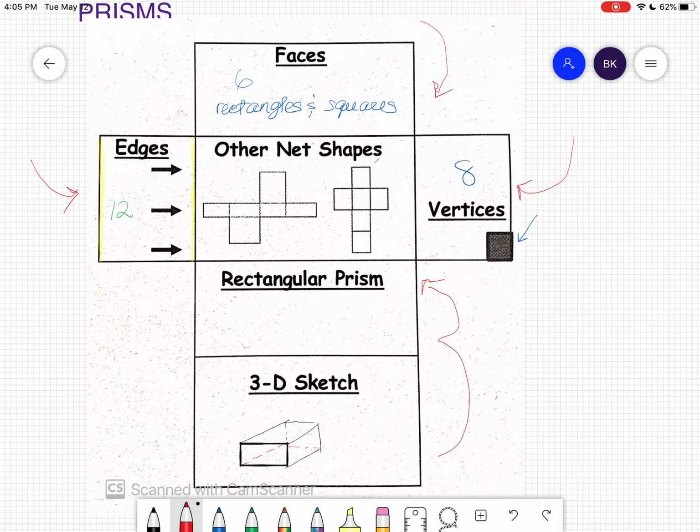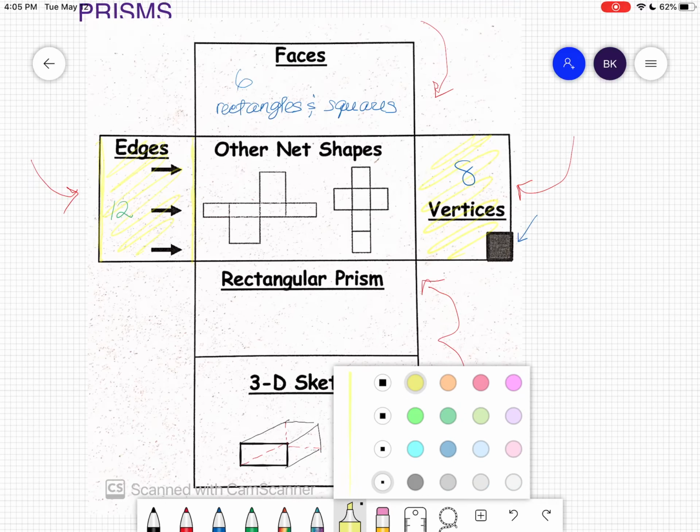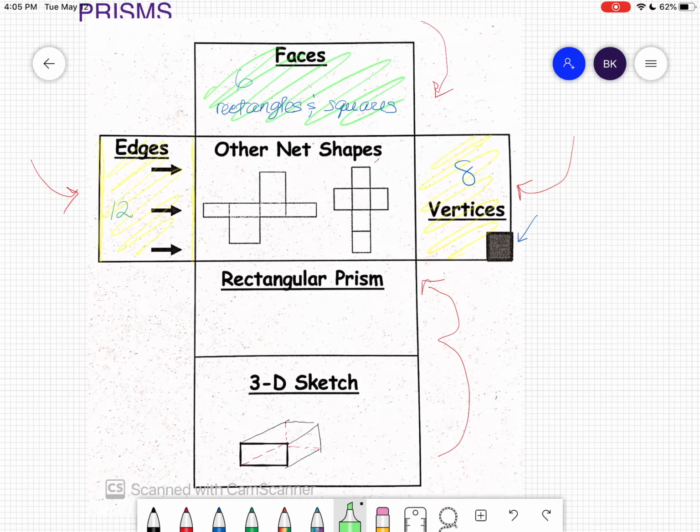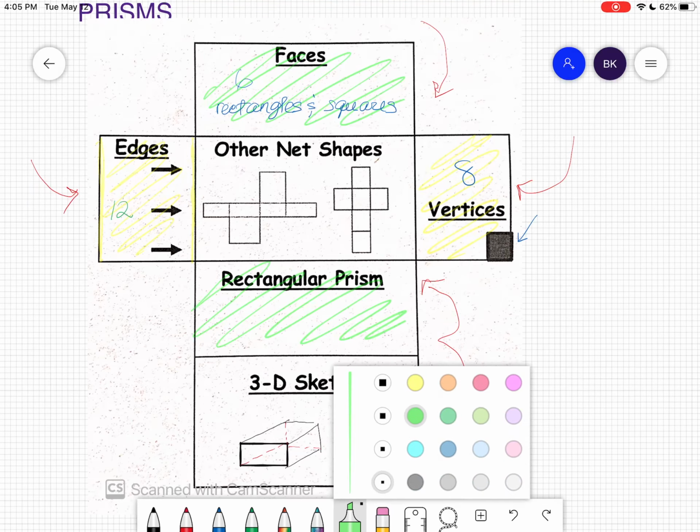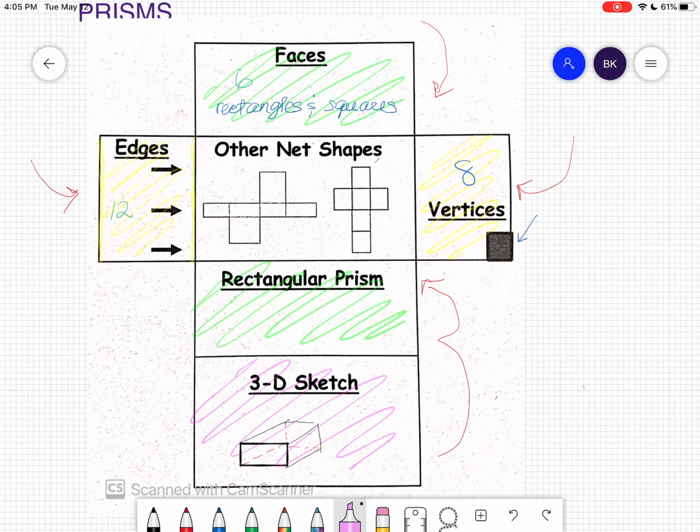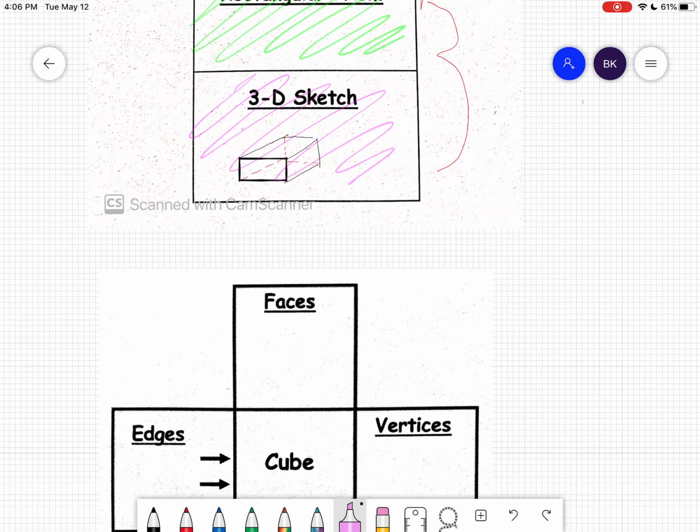Okay, so remember, in the rectangular prism, opposite faces are always the same size. So I'm going to highlight some opposite faces so we can see that these are the opposite faces right here. I'm going to use another color. We're going to see these opposite faces. These are going to be opposite of each other. Notice they're the same size. And these two are also the same. Okay, so this is our rectangular prism.